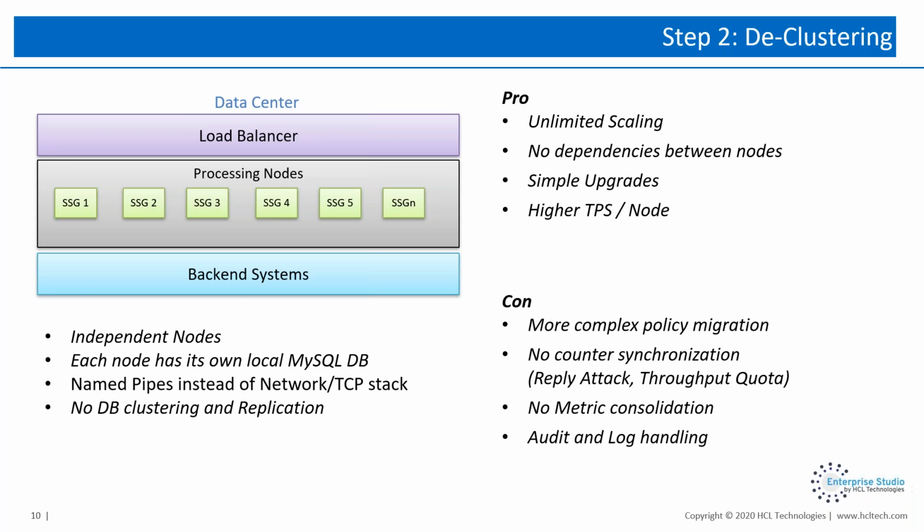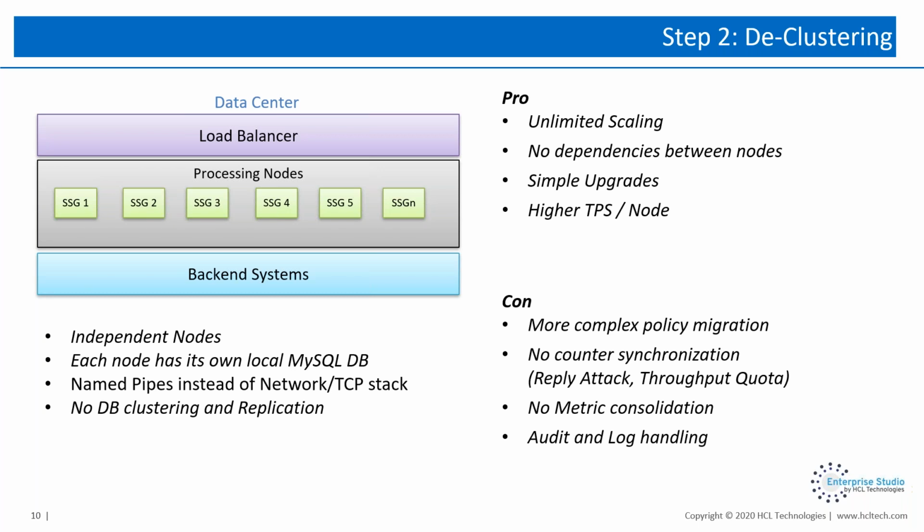The access to the database was faster because you could use named pipes instead of the network stack to connect to it, and you got rid of the overhead of DB clustering and replication. So the advantage is you can scale more or less unlimited. There's no dependency between nodes. Upgrades are simple because you can just upgrade one node without affecting the rest, and you get higher TPS.